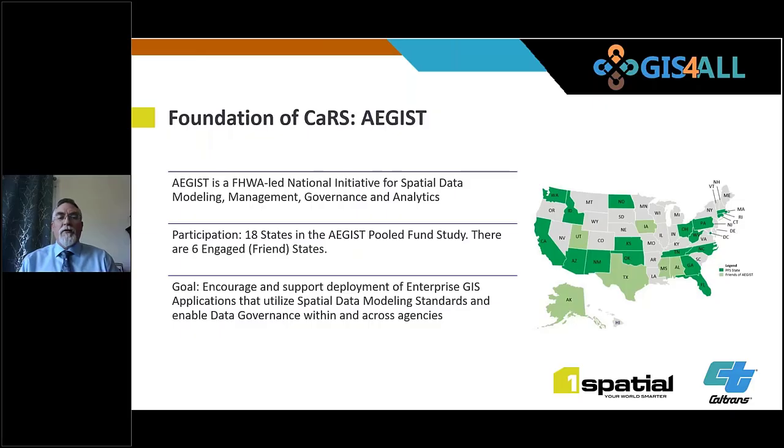So the CaRS project is part of a pooled fund study of the states named Applications of Enterprise GIS for Transportation, or AGIS. This study is sponsored by the Federal Highway Administration. There's currently 13 states who are heavily involved and 6 who are friends or minimally involved. This study allows many DOTs to collaborate and share best practices that have been successful, along with the lessons learned from processes that may not have been quite as successful.